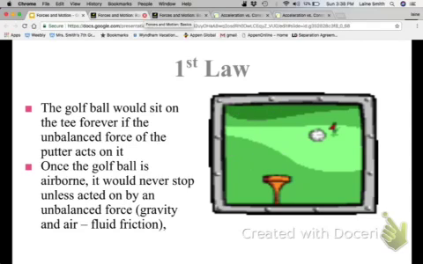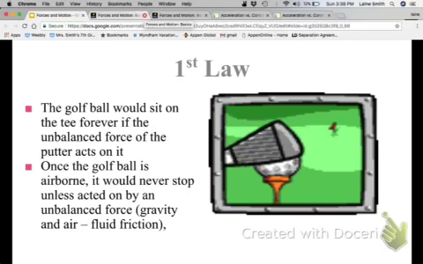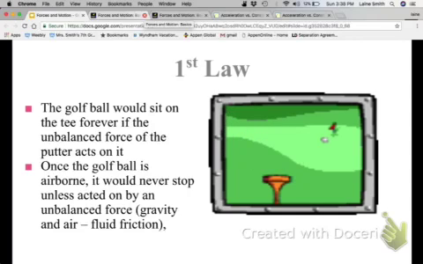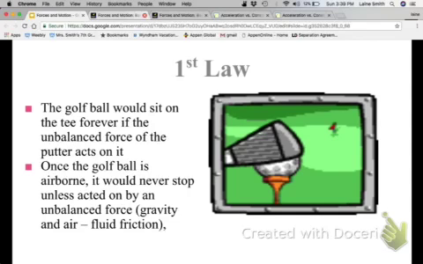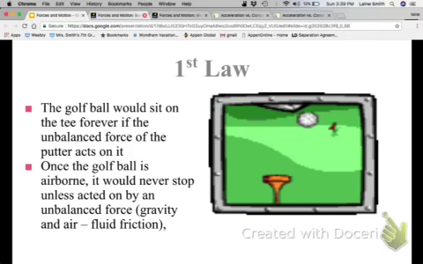So first is the golf ball sitting on the tee. It's going to sit there forever and ever unless some unbalanced force like the wind or the putter acts upon it. Okay, so that's the first one. And then the second one is once the putter hits it, it should stay in motion forever and ever unless an outside force acts on it like gravity and air friction and the friction of the ball touching the grass. So those are 2 examples of how objects in motion stay in motion.